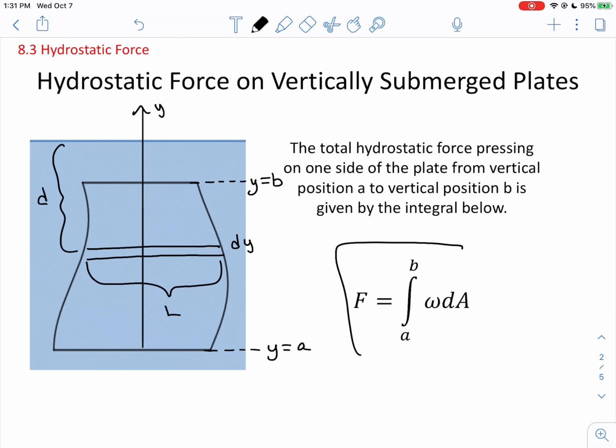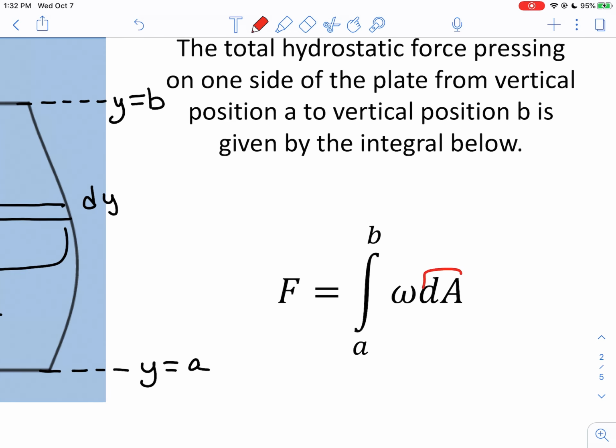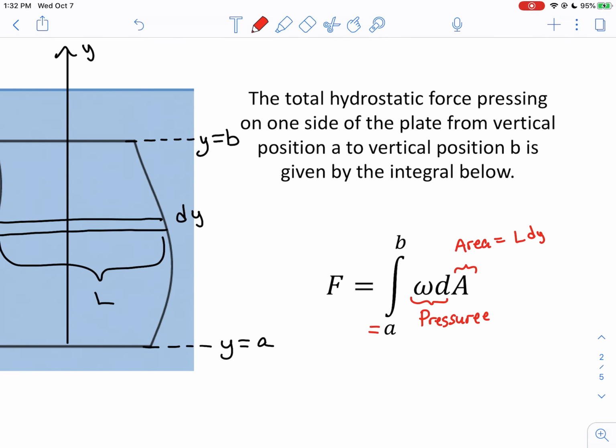So our basic setup for all of these hydrostatic problems is going to be integrals of this structure. This is not saying dA. This is not a differential, by the way. This d is a depth. And the omega times d is the weight density times the depth. This is the pressure. And then, of course, we multiply it by the area. In this case, the area of our strip is the length of the strip times the little thickness dy. And then these would be y coordinates.